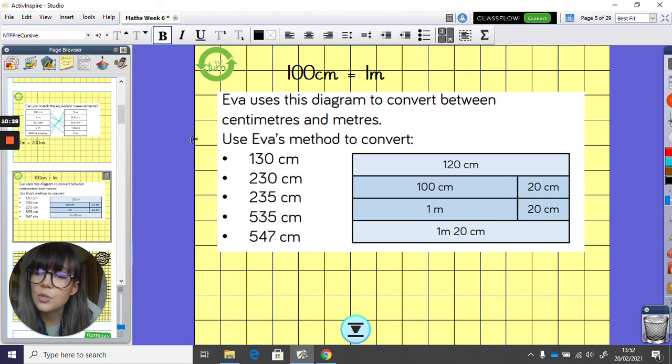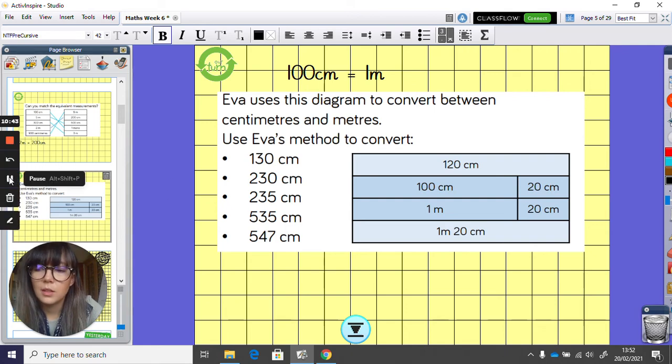What I'd like you to do is pause the video here and do that method, or one of your own in your head if you like, to answer the following questions, those 5 questions on the board, okay? Pause the video here and then we'll go through the answers afterwards. So, you should have gone through those answers and written them in metres and centimetres.